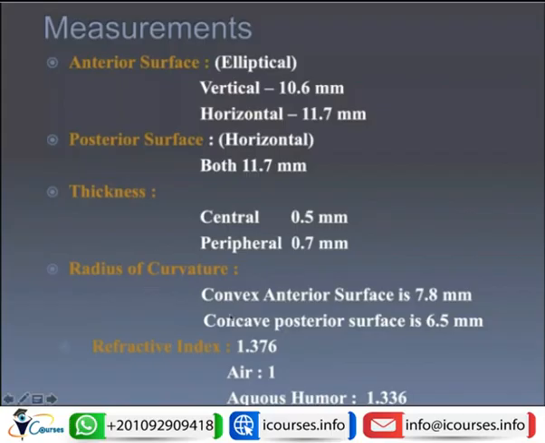Radius of curvature of the cornea will again be discussed in detail in the optics, but just to know the numbers, the convex anterior surface is 7.8 millimeters, and the posterior surface is concave, about 6.5 millimeters. This is the radius of the sphere that this surface was taken from. Refractive index will also be discussed in the optics, but you should know that the refractive index of the cornea is 1.376, while the refractive index of air is 1 and the aqueous is 1.336.